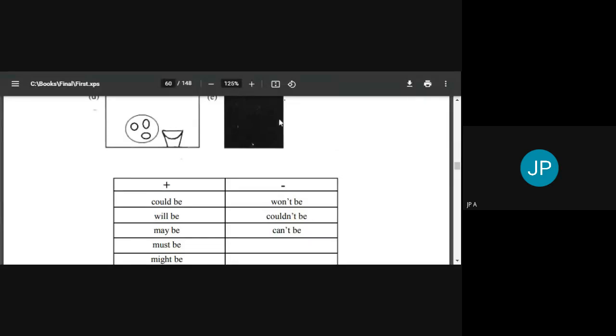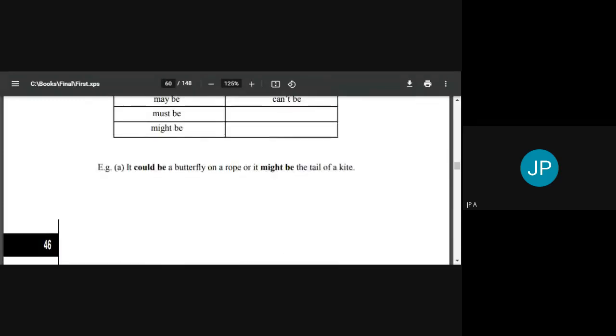So for the first one, some examples are also given here. It could be the butterfly, as somebody had said, a butterfly on a rope, or it might be the tail of a kite. If you are very imaginative, you can say that it can be the bow tie of a waiter caught in a lift door. I'm talking about the first image, which we said could be a butterfly. It could also be the bow tie of a waiter caught in a lift door.